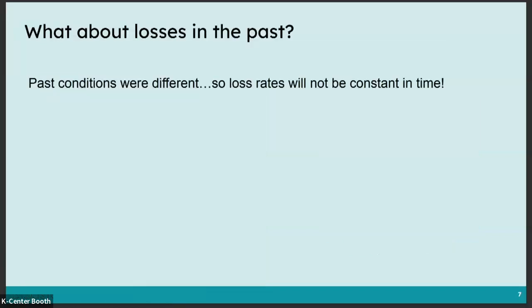But we've already talked a little bit about how Pluto might have evolved over the history of the solar system in some of the earlier talks this morning. And so we know that past conditions on Pluto were different. As Will alluded to in his talk, we should not assume that these escape rates were constant over the whole age of the solar system.